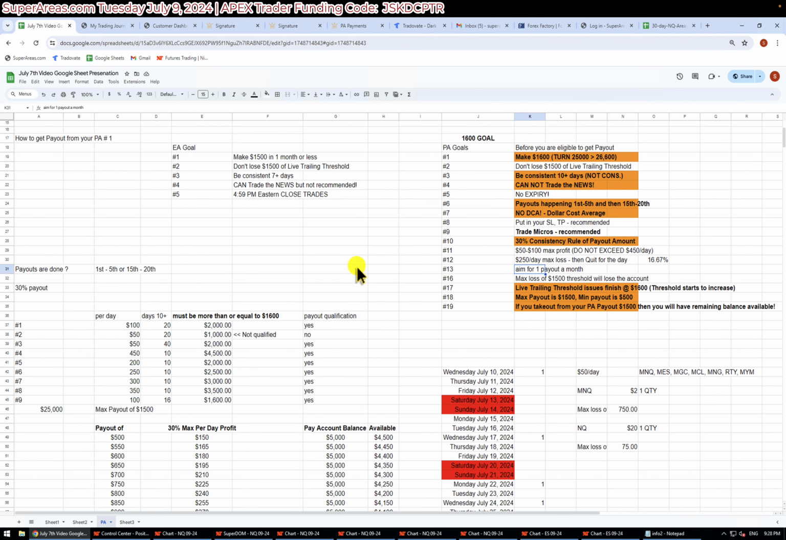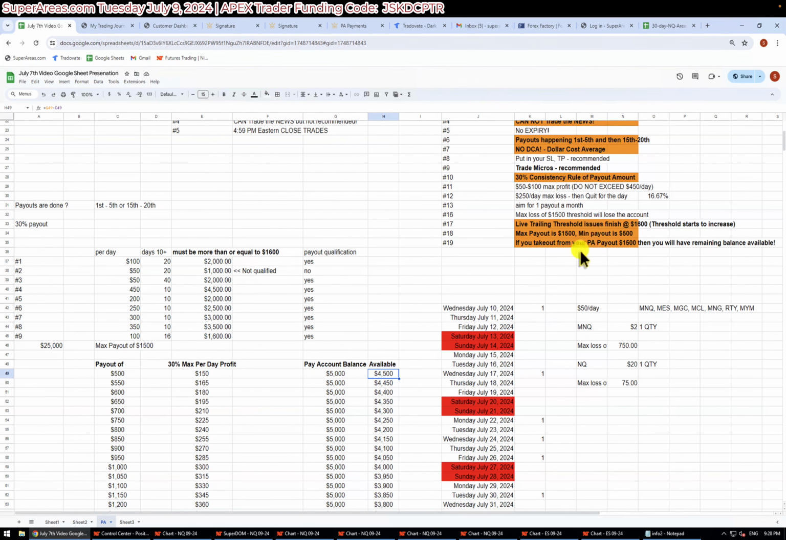Maximum loss, may aim for one payout a month rather than two. And if you lost maximum 1,500 of threshold, this is only for the beginning, not for the end. If you are more available threshold, then you don't have to worry. And then your max payout, your min payout, and that's it. And a couple of Excel sheets.